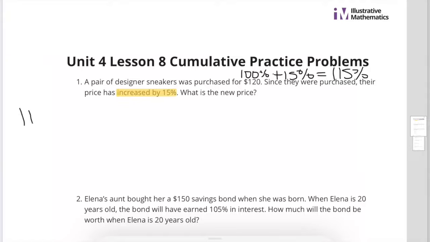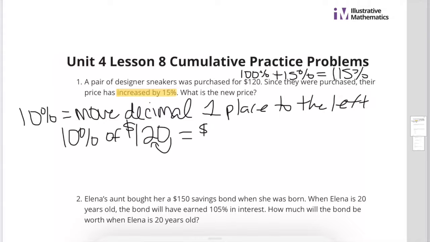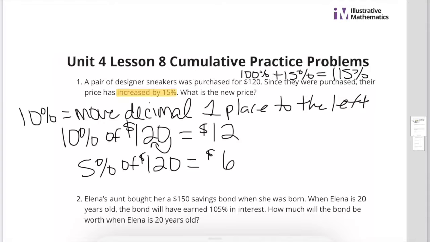So to find 10% of any number, you move your decimal one place to the left. So that means 10% of $120 would be what? One place, $12. So 10% is $12. Well, if I know 10%, then I should know what 5% is. Because 5% is half of 10%, so 5% of 120 is $6. Okay, so I know that 15%, if I add these, 15% of 120 is $18.